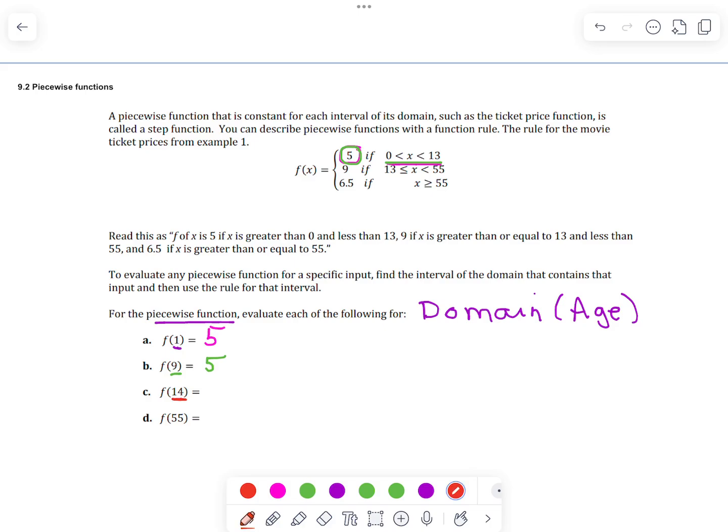Now we're going to go to f of 14. So now our age group falls in the second domain category. F of 14, we're going to output 9, so $9. Our last one, f of 55. So our age group now, our domain is 55. So 55 is right here. So the output will be 6.5.